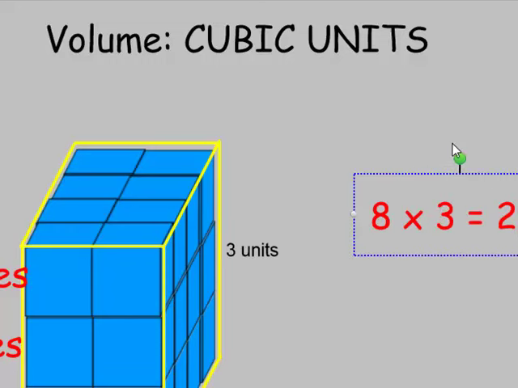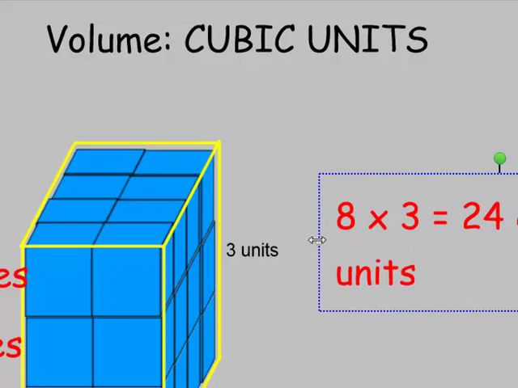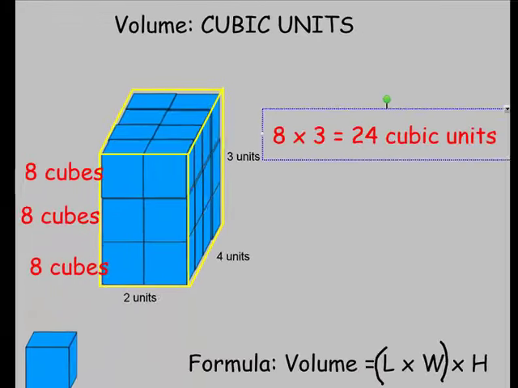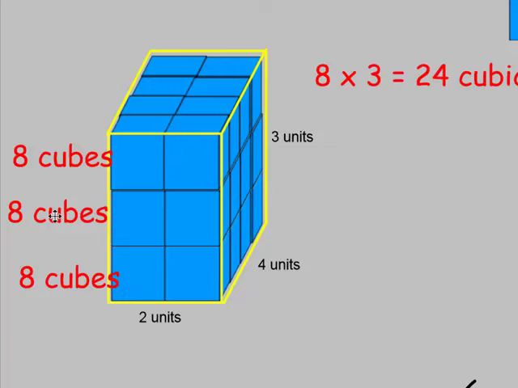And the answer would be cubic units, or cubes. But in this case, I'll call each cube 1 cubic unit. And the reason why it's 1 cubic unit is that I started with one of these, and one of those is 1 cubic unit. It's 1 unit by 1 unit by 1 unit, forming what I like to call a unit cube. So 24 cubes.